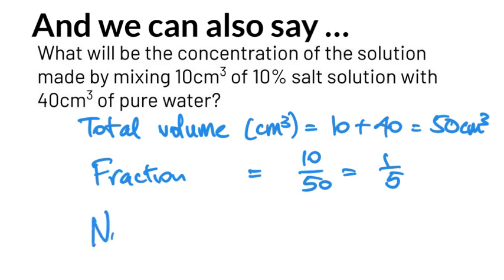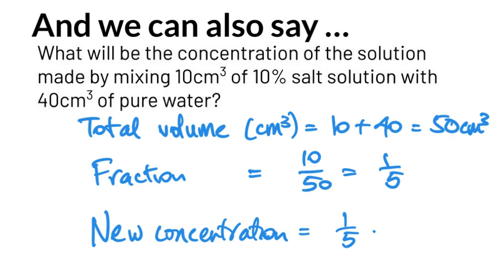So my new concentration is 1 on 5 times 10%. And if I've done my maths correctly, that should mean now I've made a 2% solution. So if you choose the right volumes to mix, you can change the concentration of a stock solution to what you think it could be. Very important in this task we've got coming up.